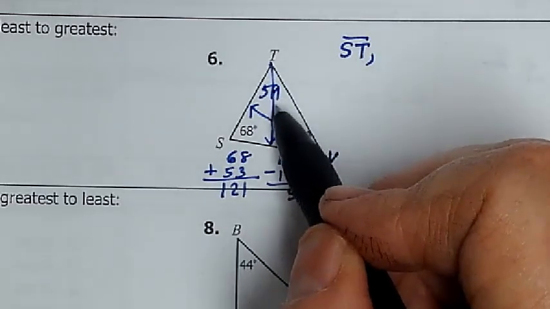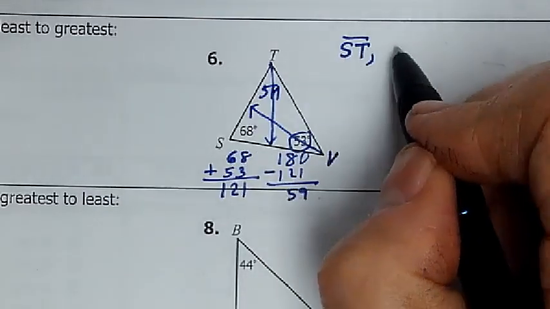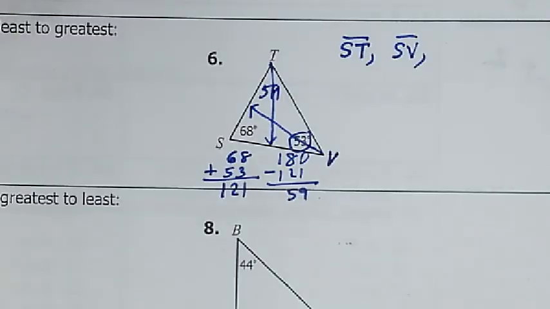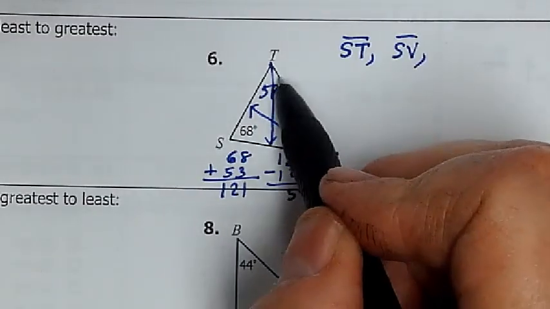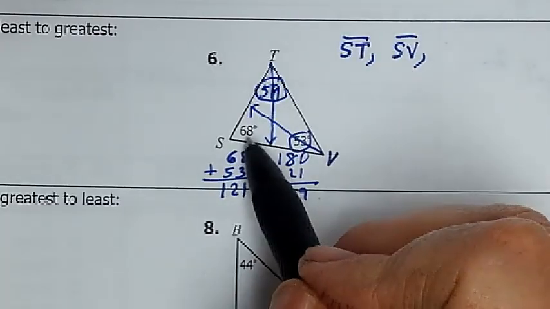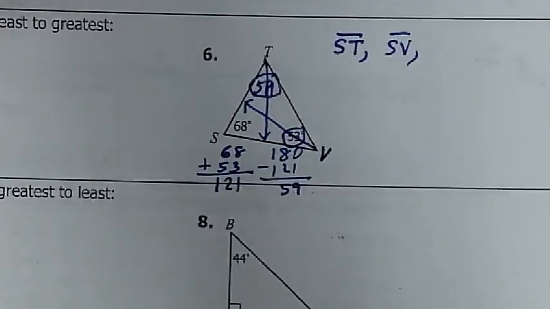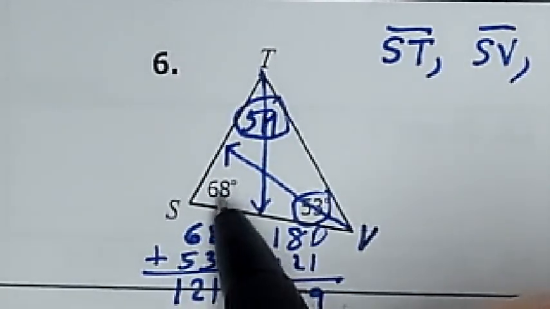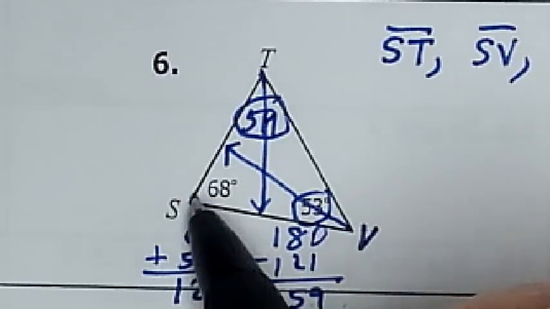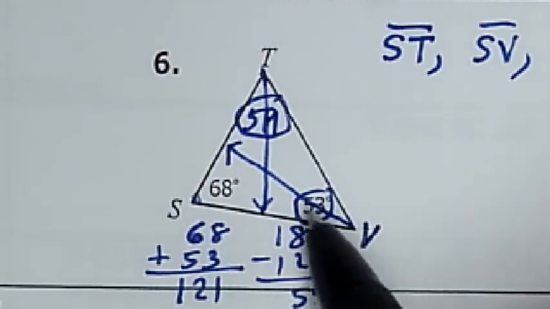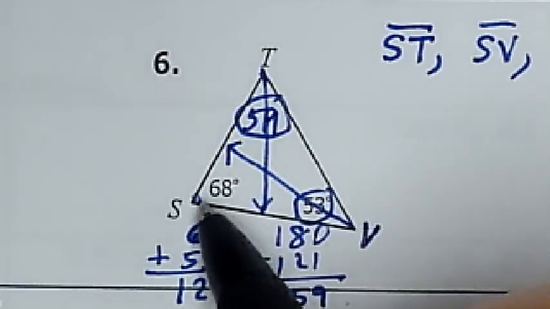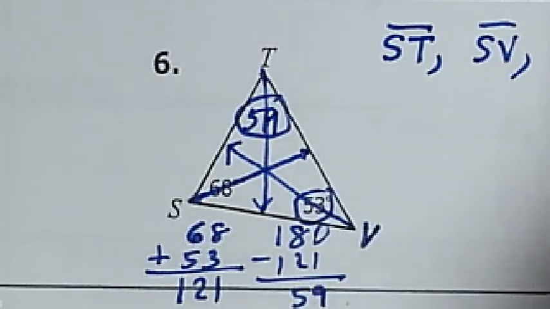Now think about it. What's the largest angle here? Well, that's 59. This is 68. Listen to the question. What is the largest angle? It's 68. That's angle S. So if angle S is the largest angle, what's the largest side? And those are the sides in order from least to greatest.